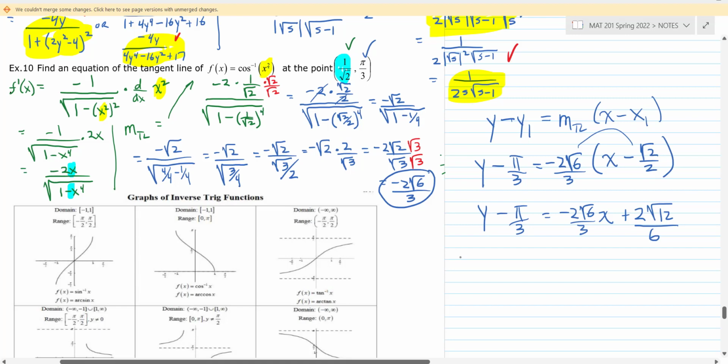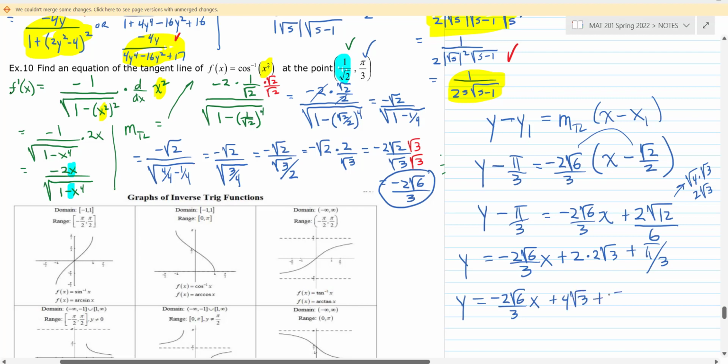I'm going to move the pi over 3 to the other side, so I get y equals negative 2 root 6 over 3x. And then this part right here, I can break this up into square root of 4 times square root of 3, so that's 2 root 3. So we would have 2 times 2 root 3, and then the plus pi over 3 when we move that over. So a good answer would be y equals negative 2 root 6 over 3x plus 4 root 3 plus pi over 3. Okay, so that would be the answer to the equation of the tangent line.